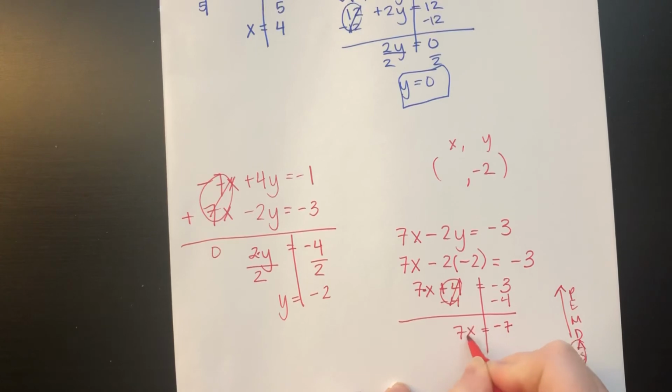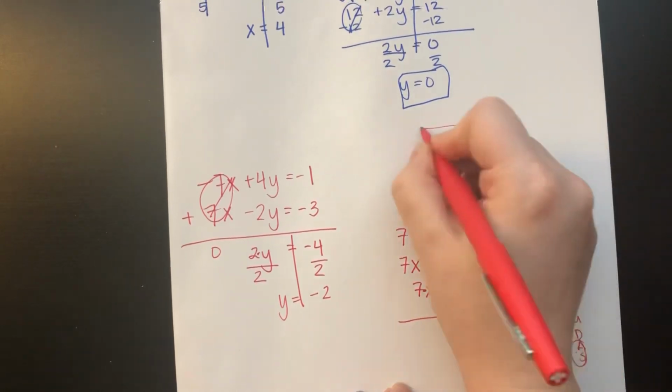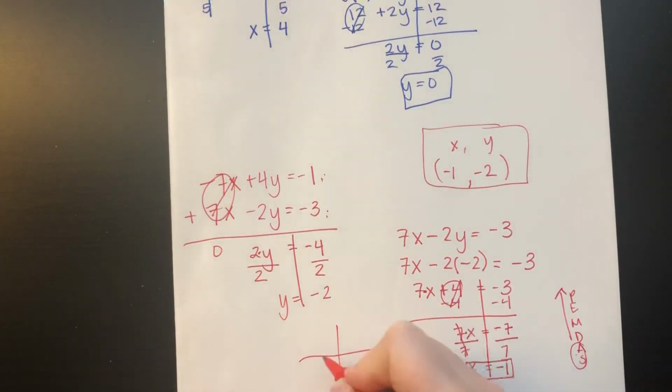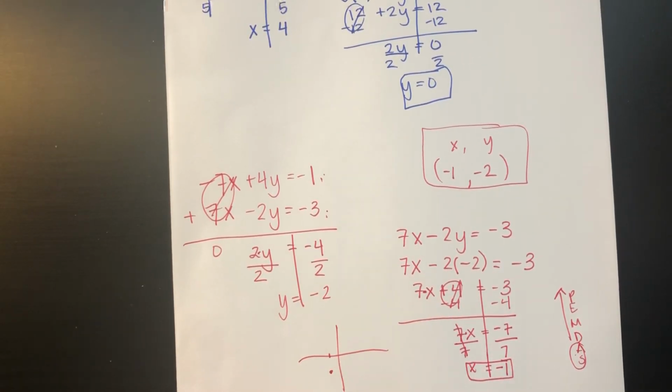Then I have 7x left here. So these are being held together by multiplication. The opposite is division. 7 divided by 7 is 1. And then we're going to divide by 7. Negative 7 divided by 7 is negative 1. So my x value is negative 1. So I know if I were to graph these two lines on a coordinate plane, they would cross right here at negative 1, negative 2. Okay?